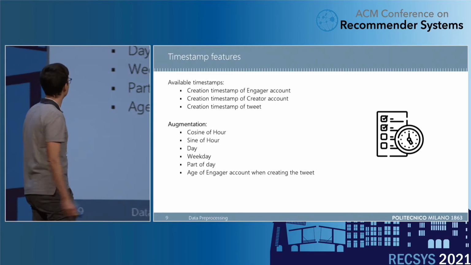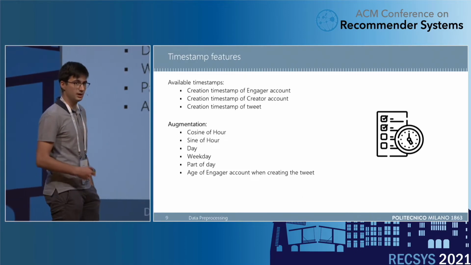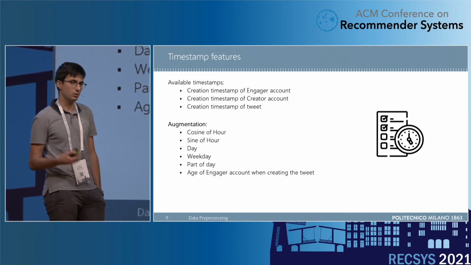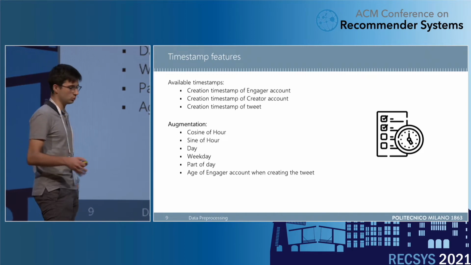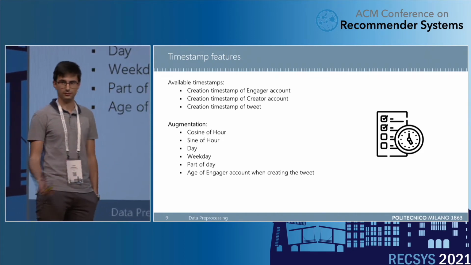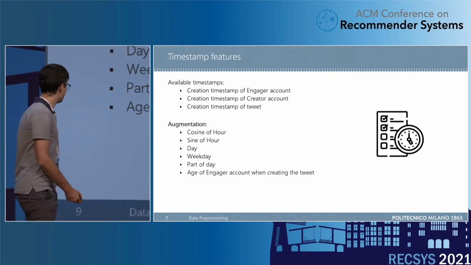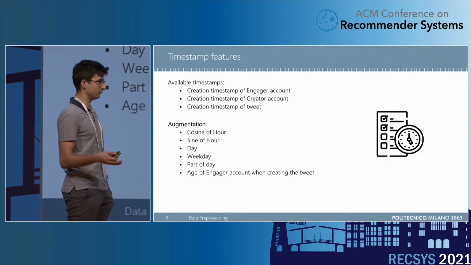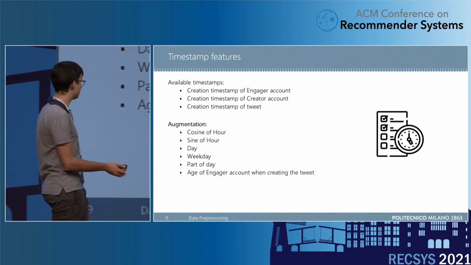Next, we focused on the timestamp features. We augmented those in order to enable our model to better score the similarity between different types of timestamps. And also we added an age feature of the 2 accounts involved in each interaction when the tweet was created.